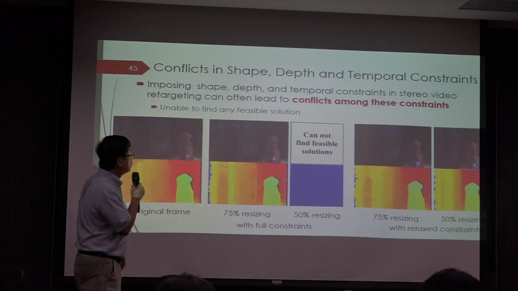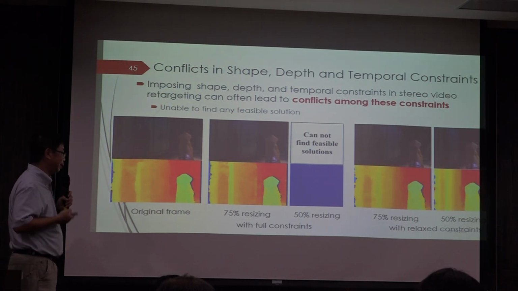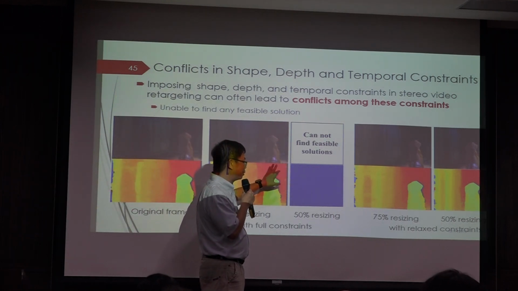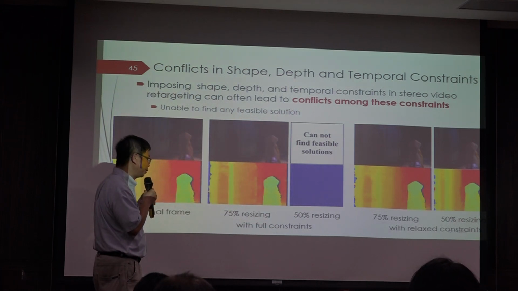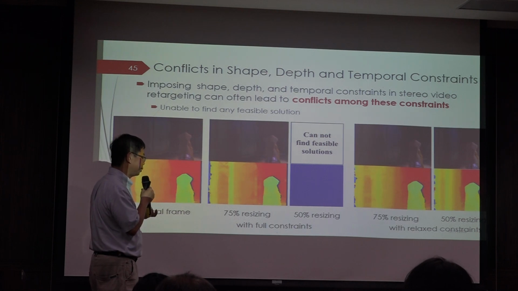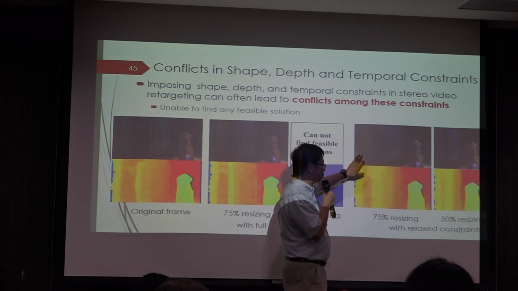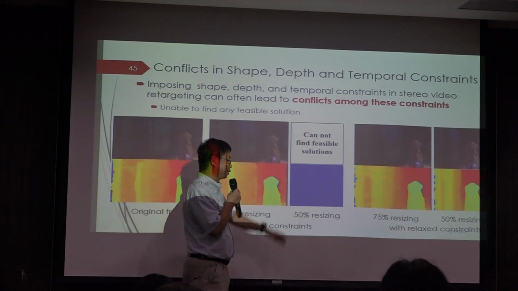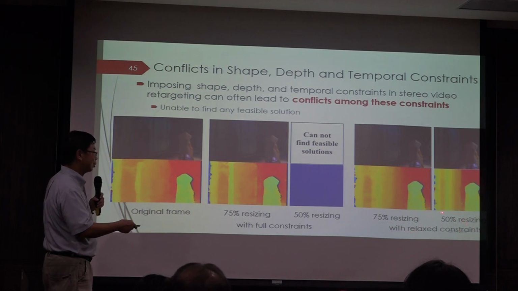Okay, so our approach is to try to relax some of the constraints. If we can do some relaxation on the constraints, we don't need to impose such rigorous, strict constraints on many of the regions. So we can relax some constraints on some regions, so we can find feasible solutions even if we resize the video to 50% of its original size. Okay. So with relaxed constraints, we can actually find feasible solutions for a 50% reduction.